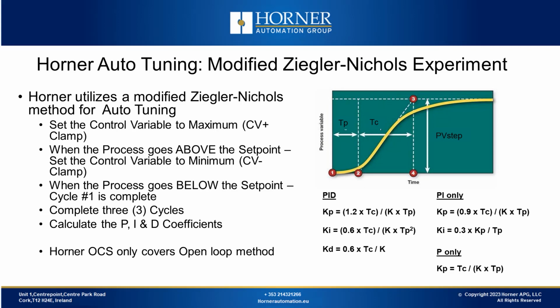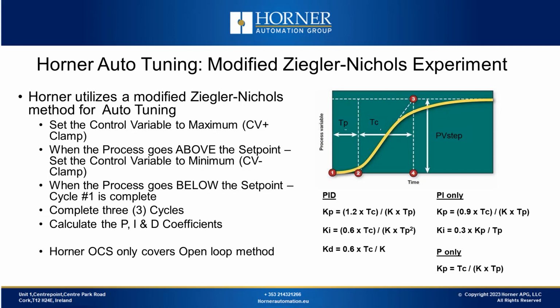Ziegler and Nichols were scientists who developed a set of algorithms in the 1940s for tuning PID loops. They devised both an open loop and a closed loop method, and we're focusing on the open loop method here. When you enable auto-tuning in a Horner OCS PID loop, it initiates a specific procedure. It immediately sets the control variable to its maximum value, which is determined by the CV clamp, and turns it up until the process variable surpasses the set point. Once that happens, it turns the control variable all the way down until the process variable drops below the set point.